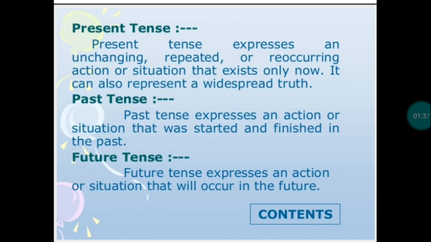Now, first of all, what is present tense? Present tense expresses an unchanging, repeated or reoccurring action or situation that exists only now. It can also represent a widespread truth. Then, the past tense, it expresses an action or situation that was started and that got finished in the past. And future tense expresses an action or situation that will occur in future.